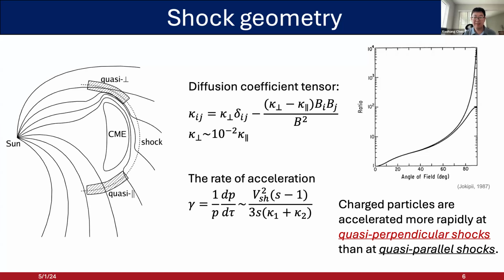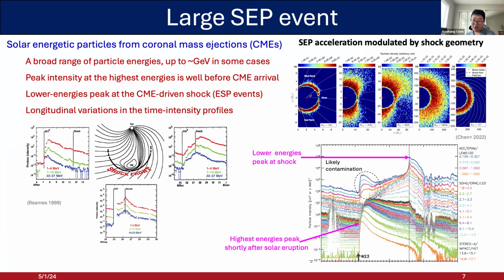But in reality, the shock geometry is not that simple. It can vary significantly along the shock surface. This figure shows our previous work about how the evolution of the shock geometry affected the particle acceleration and the distribution in space. And also, we have seen a significant longitudinal variation in this large SEP event.